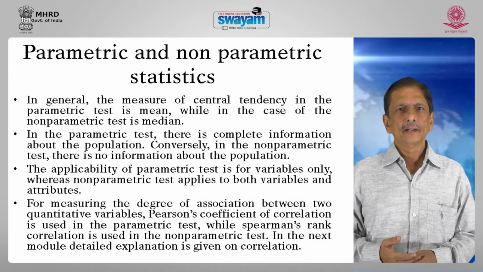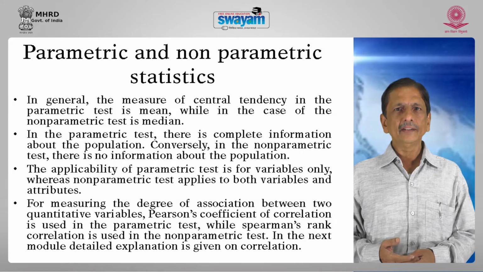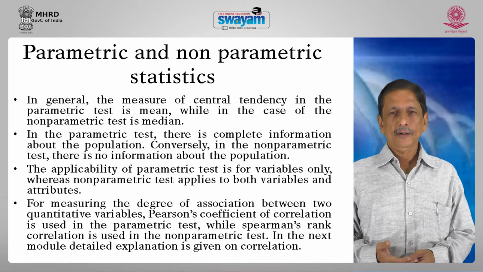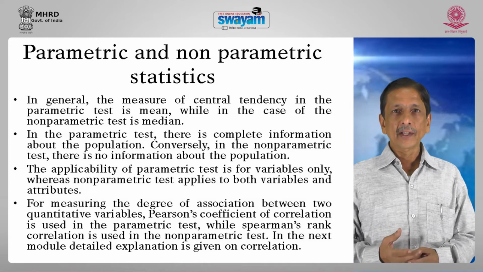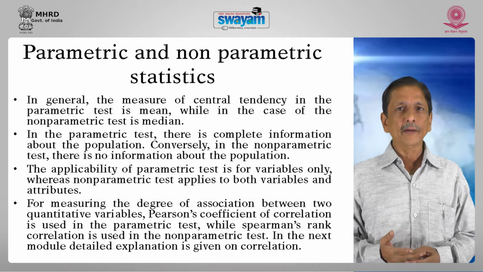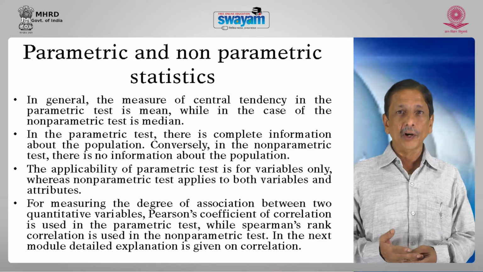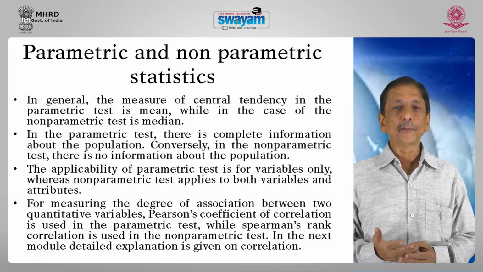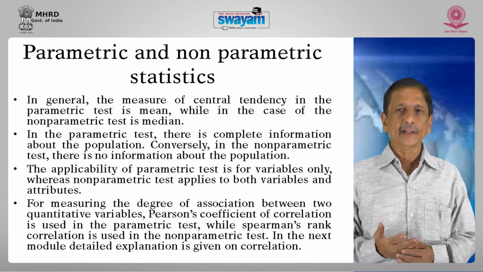Let us discuss the difference between parametric and non-parametric statistics. In general, the measure of central tendency in the parametric test is mean, while in the case of the non-parametric test, it is the median. Mean is a score. That is where the average score of a particular group is considered for the analysis in a parametric test. Whereas in a non-parametric test, the score that is taken is a median. Median is a point and not a score.